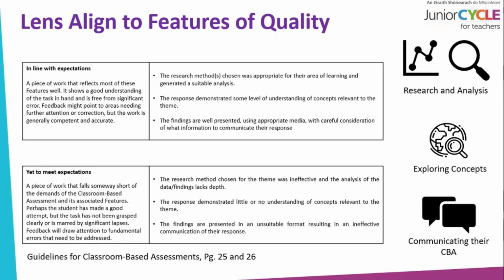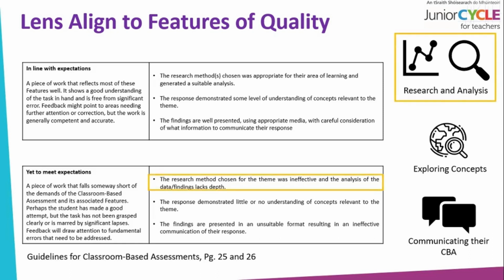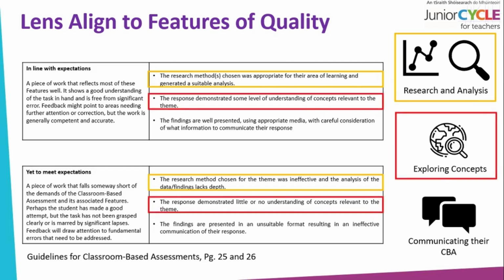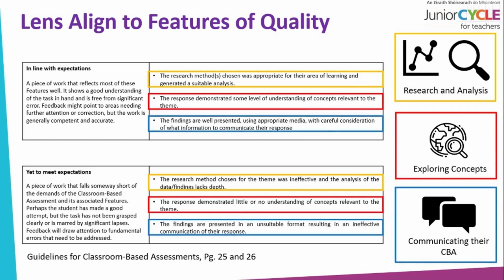A teacher may start by applying the features of quality for research and analysis to a piece of student work. If the teacher decides that the work meets or possibly exceeds this feature of quality, then they would move to the same feature in line with expectations. They will continue this process until the appropriate descriptor for that lens is found for that student CBA. The process then repeats for the second feature, exploring concepts, and then communicating their CBA.